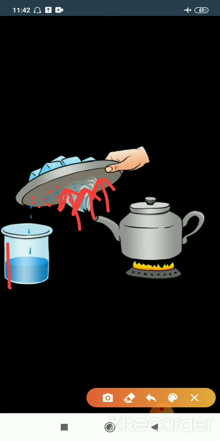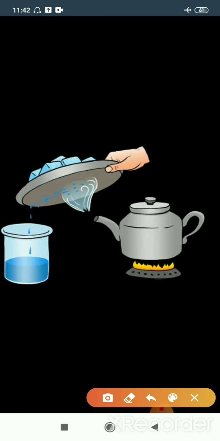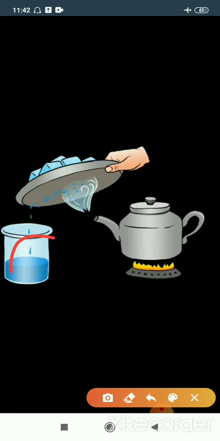Now with the help of this beaker we can easily store this pure water. So with the help of this process, we convert salty water into a pure form of water.